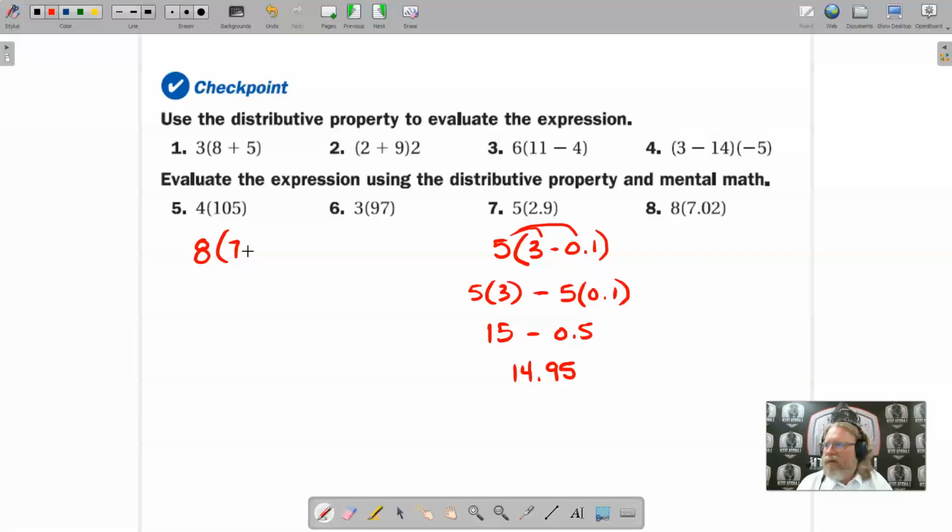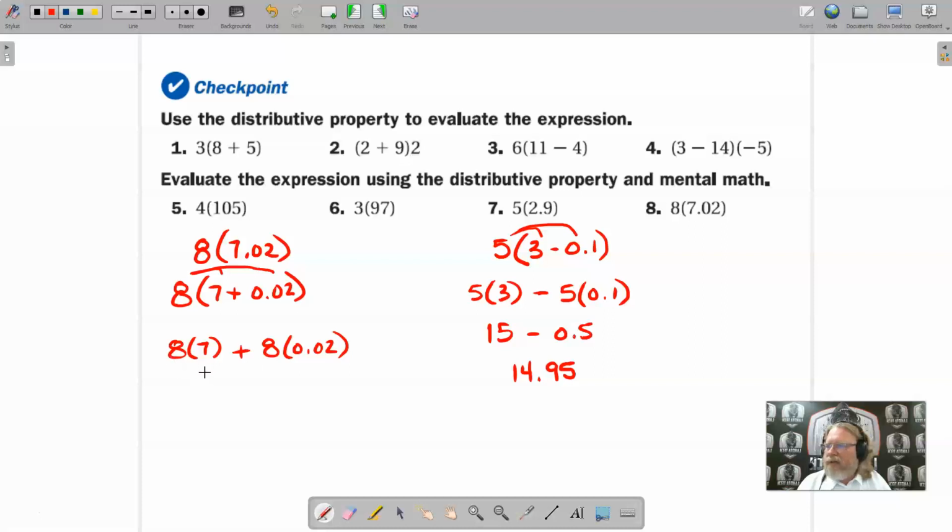times 7.02. Well, let's rewrite 7.02 as 7 plus 0.02. Just put a 0 in there in front of it. So 8 times 7, let's go ahead and write that 8 times 7. And then we also have 8 times the 0.02, and this is addition.